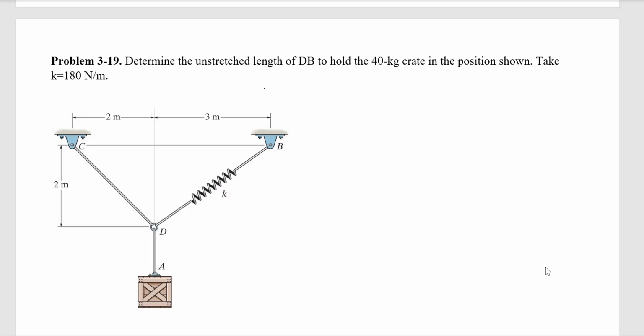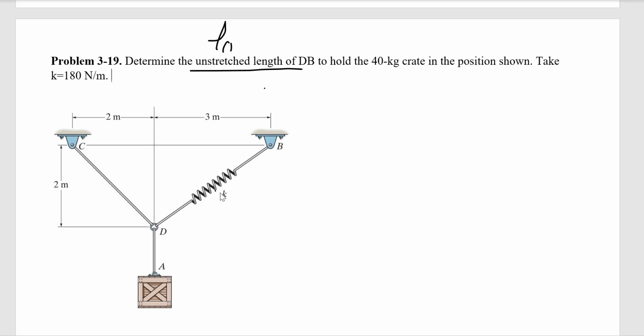Hello everyone, we are going to solve problem 19 of chapter 33. Determine the unstretched length of dB. Unstretched length means the original length of the spring, so that's our L naught of dB to hold the 40 kilogram crate in the position shown. Take K equals 180 Newton per meter.